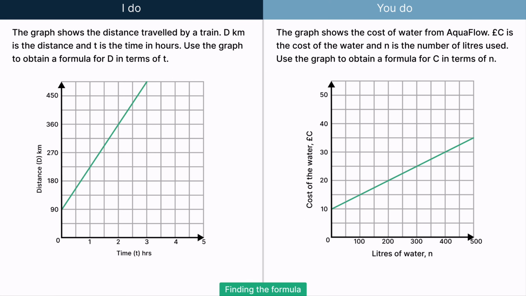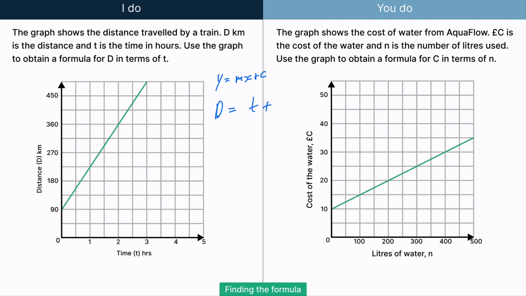So looking at this question here, we've been given a graph of the distance travelled by a train and the time it took in hours, and they want us to obtain a formula for D in terms of T. Now remember, the equation of a straight line is given as y is equal to mx plus c. Now if I look at the y-axis, it's given as D. So let's change that to D. D is equal to, and if I look at the x-axis, we have a T. Let's change the x to a T.